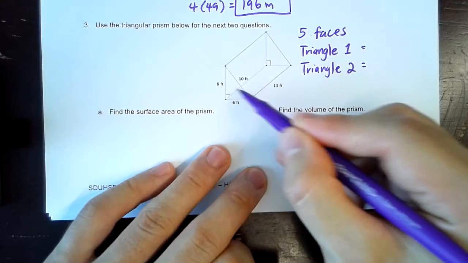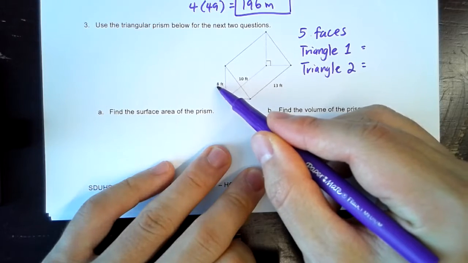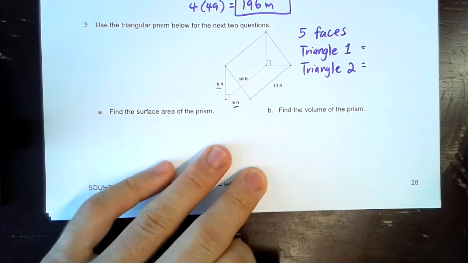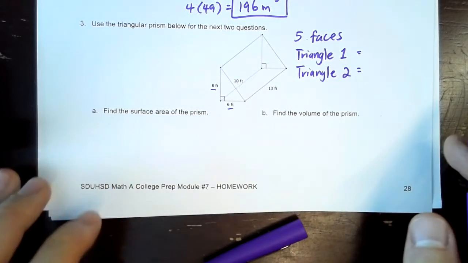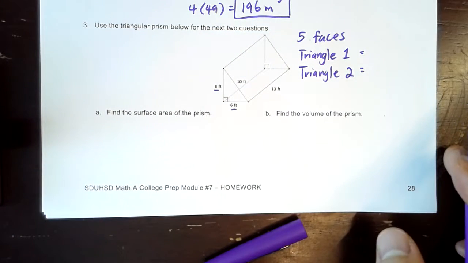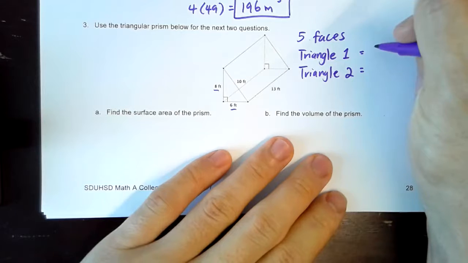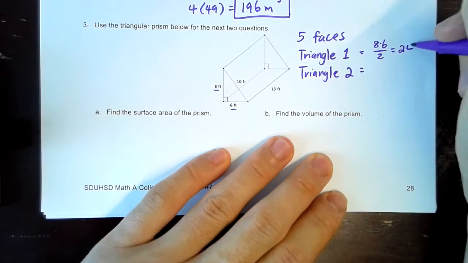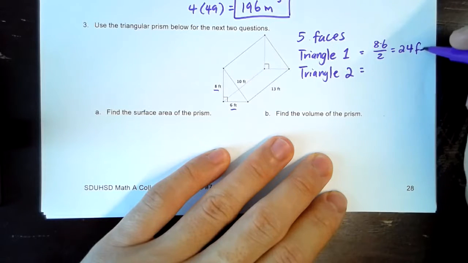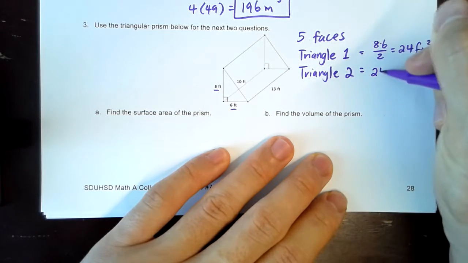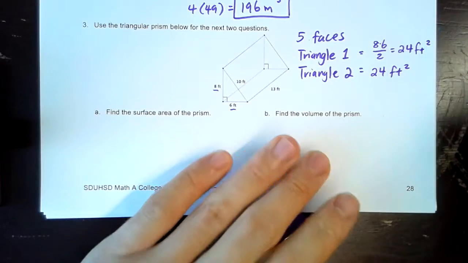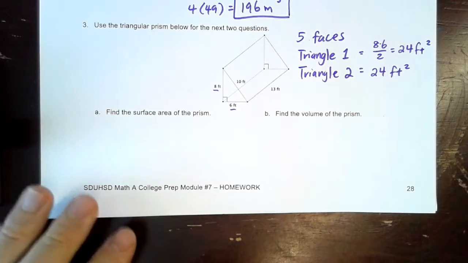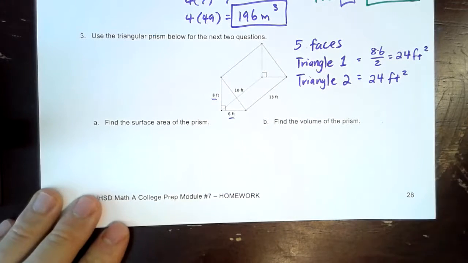So let's find the area of the triangle. It's 8 times 6, but we also know that for a triangle, you have to divide the entire product by 2. So it's 8 times 6 divided by 2, which gives me 24. And this is feet squared. So then you know the other triangle is also 24 feet squared. Okay, so far so good.